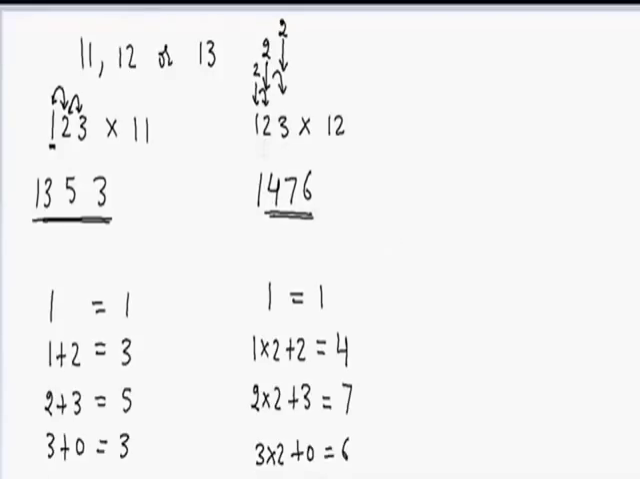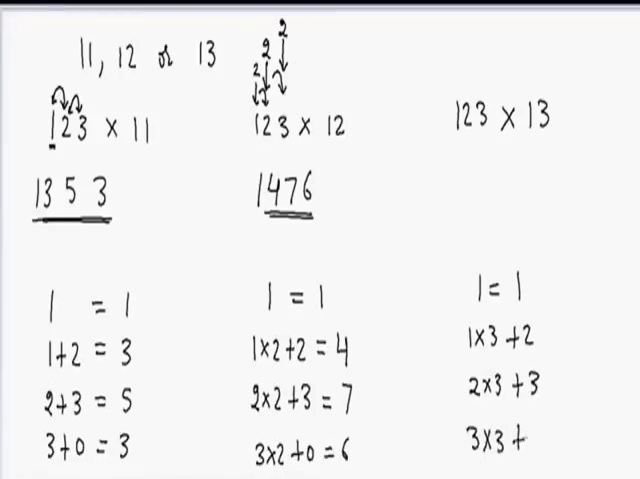So basically I am multiplying each digit by 2 and then adding the next digit into it. So let's go to another example and multiply by 13. If I have 1, 2, 3 and I want to multiply by 13, I'll do it the same way. The first digit will be equal to the first digit, the second will be 1 into 3 plus 2, the third will be 2 into 3 plus 3, and then we have 3 into 3 plus 0. If you look here, I multiplied all the numbers by 3.